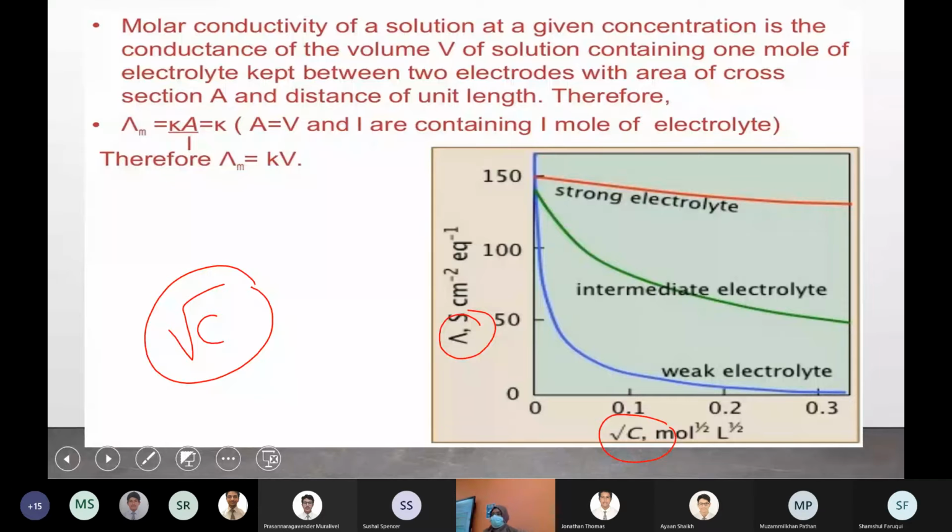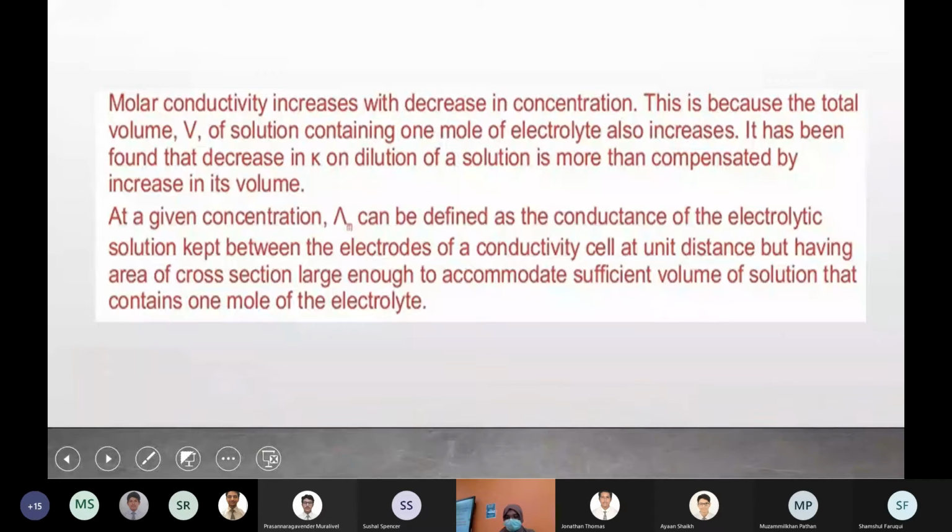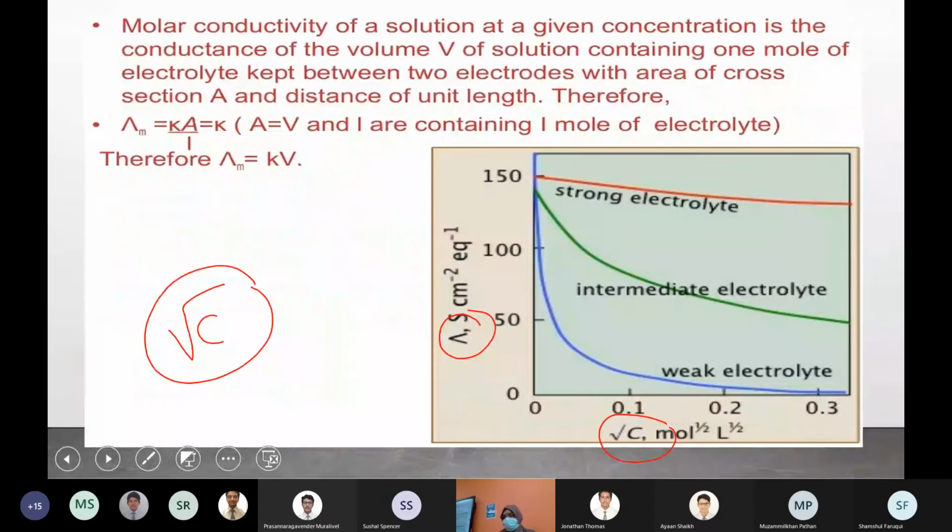So one thing is for sure, whether it's a strong electrolyte, a weak electrolyte or an intermediate electrolyte, molar conductivity increases on dilution. But that increase is different. For the weak electrolyte, as you can see here, the increase is too much, a very sharp increase in the value of conductivity. For the intermediate electrolyte, still an increase is there. And for the strong electrolyte, the increase is not much compared to the weak electrolyte.